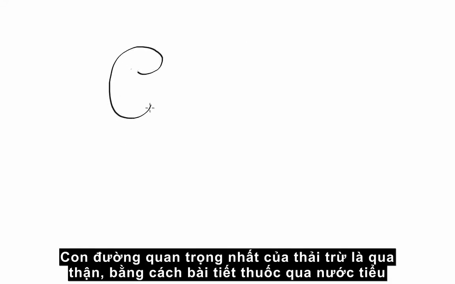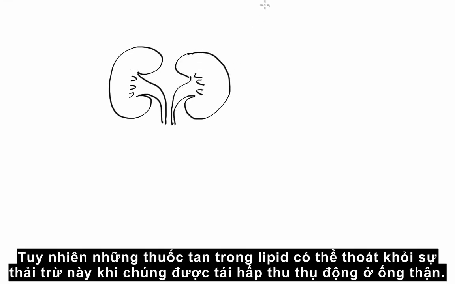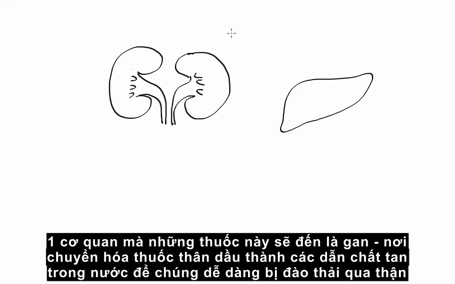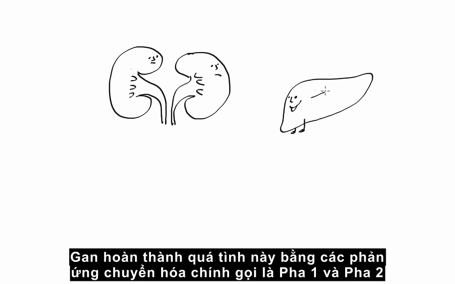Now, the most important route of elimination is through the kidney, which excretes drugs into the urine. However, the kidney can't efficiently get rid of lipid-soluble drugs as they are passively reabsorbed. And that's where the liver comes to the rescue by transforming lipophilic drugs into water-soluble substances that are then easily removed by kidneys. The liver accomplishes that mainly through two metabolic reactions called phase 1 and phase 2.